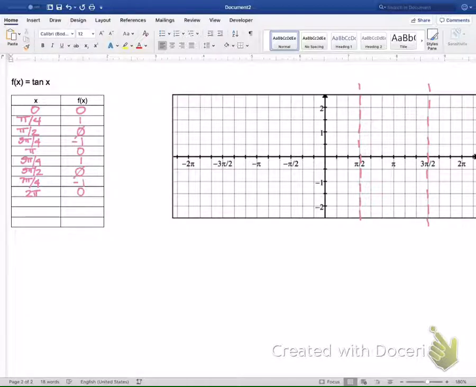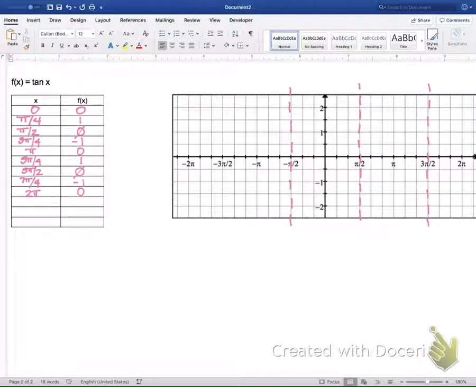Now, I want to graph all of those first, which means I have to predict the negative side right here. Look at the spacing. Keep in mind these are all very symmetrical. Where should I put my asymptotes on the negative side? Negative pi over 2 and negative 3 pi over 2.